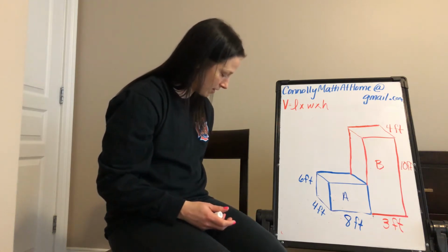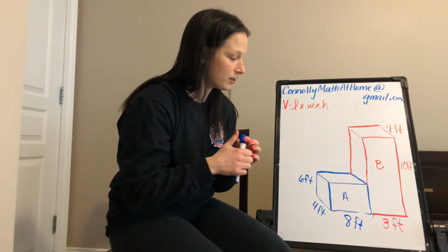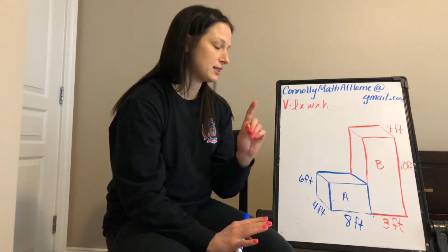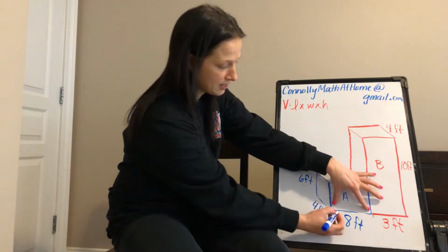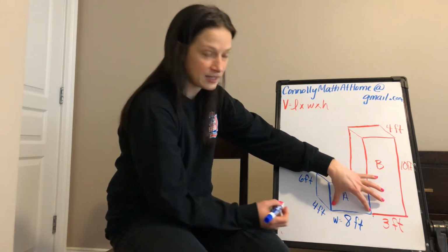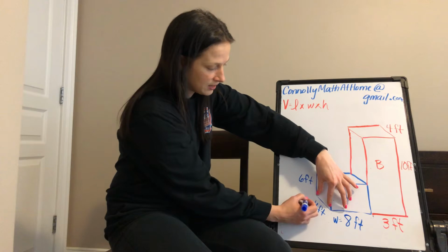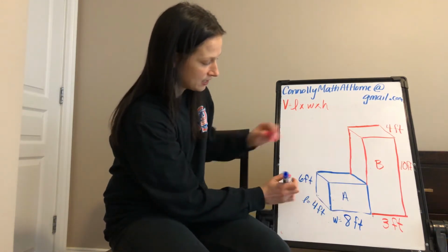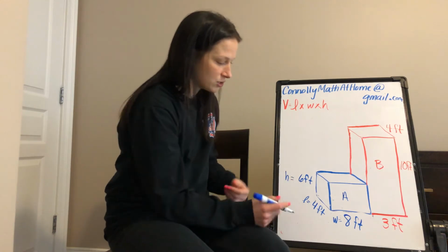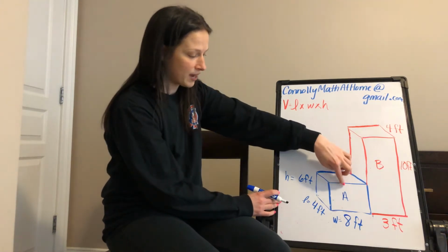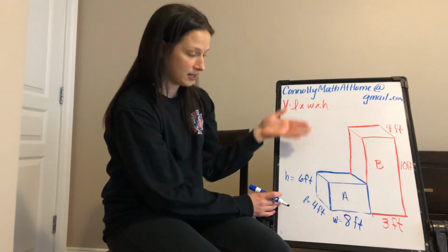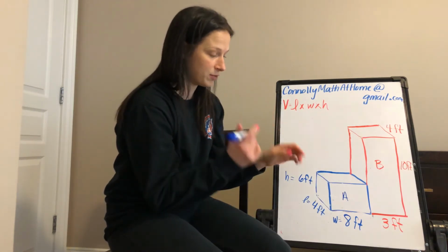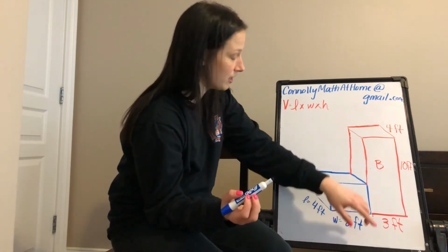All right, so when I look at prism A, I need to make sure that I know I'm going to be multiplying the length, width, and height. So again, width is how wide something is, length is how long it goes back into the paper, and height is how tall it is. So for prism A, do I have the height, length, and width? Can I find the volume of that? Yes, I can.